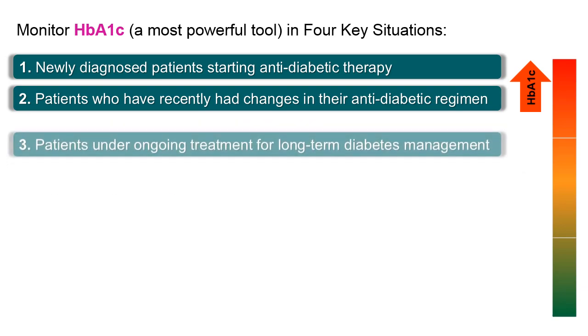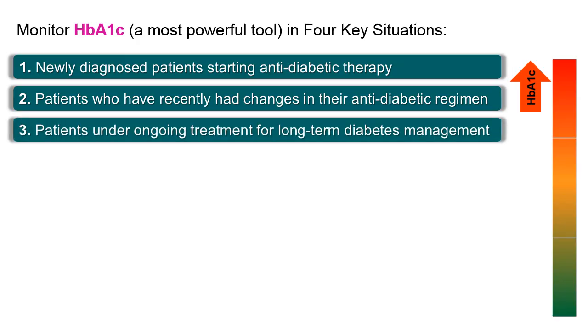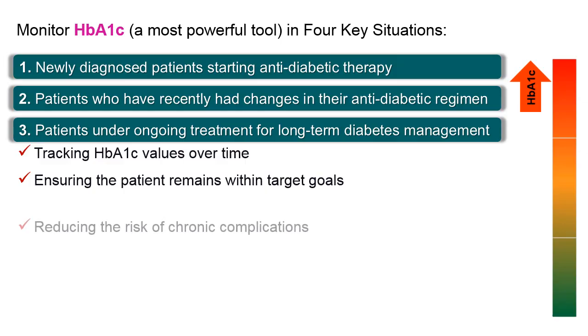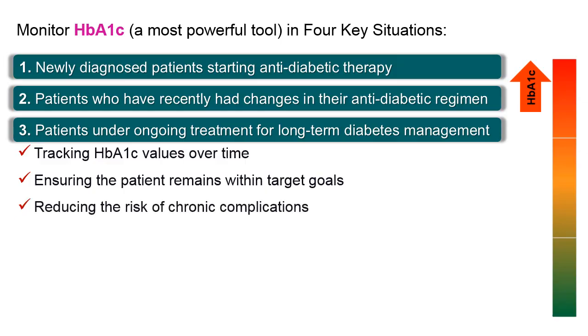Third situation is patients under ongoing treatment for long-term diabetes management. Regular monitoring of HbA1c among these patients lets us track this value over time, ensuring the patient remains within target goals and reducing the risk of chronic complications.